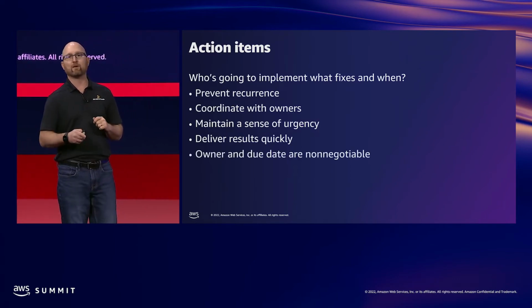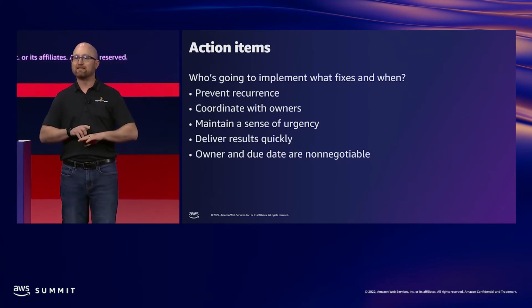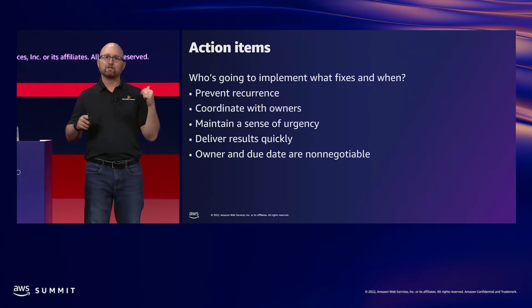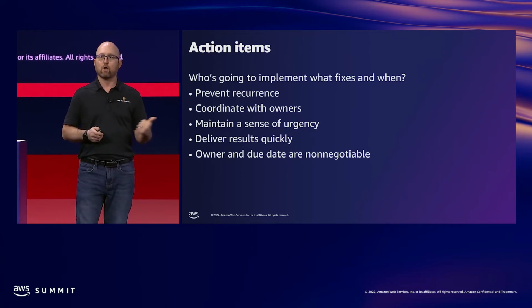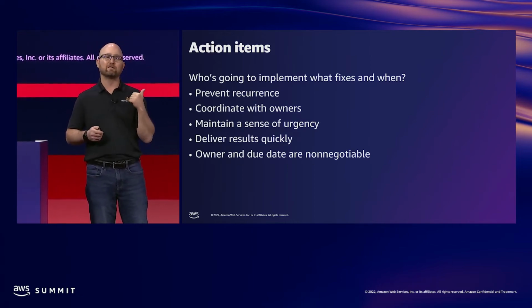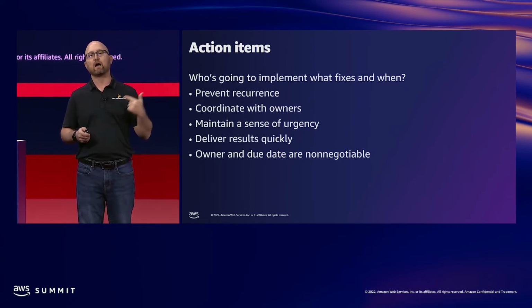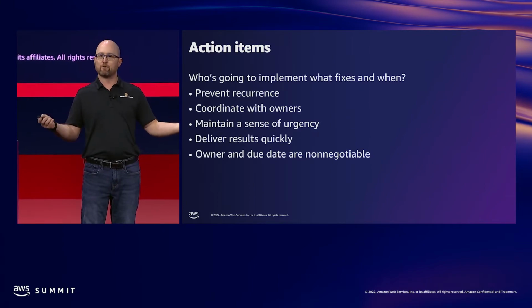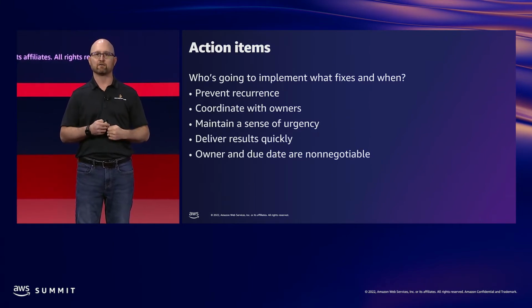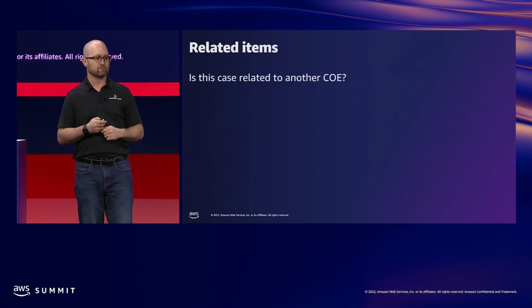And because of that, we need owners and dates on all of the action items. It's non-negotiable. We can change who those owners are. We can change what those dates are, but we need to have somebody who owns each action item and a date that they're expecting to deliver that so that we can drive towards completion. And if those change, that's fine. But we need to have people that have ownership.